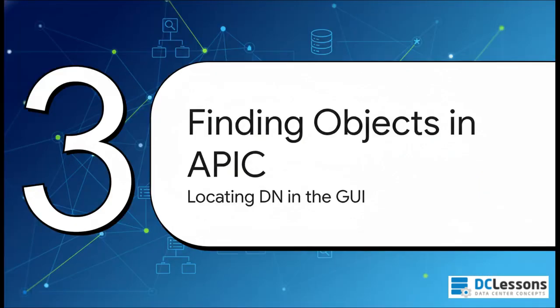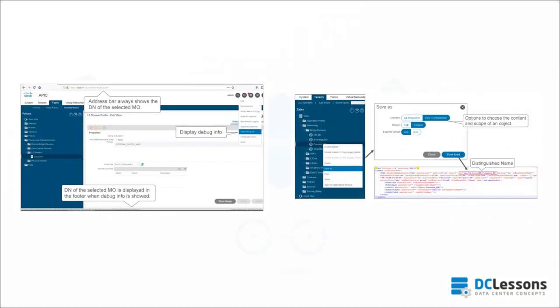Okay, so knowing what a DN is great, but how do you actually find one? Let's take a look at how the APIC GUI helps you out. So there are a couple of really easy ways to find an object's DN right in the GUI. First, just look at the address bar at the top of the screen. A lot of the time, it's showing you the DN of whatever you have selected. For more detail, you can click that Show Debug Info button down in the footer. The other great way is to just right-click on pretty much any object and hit Save As.